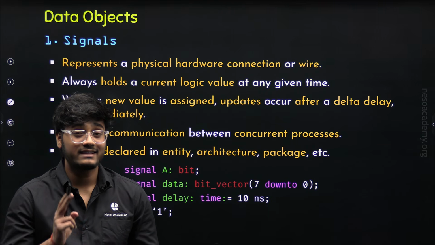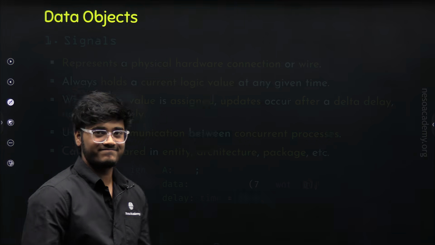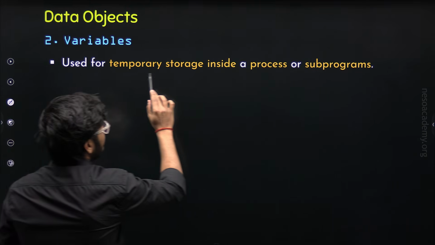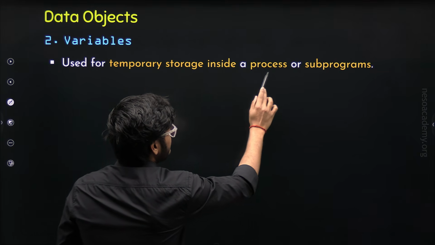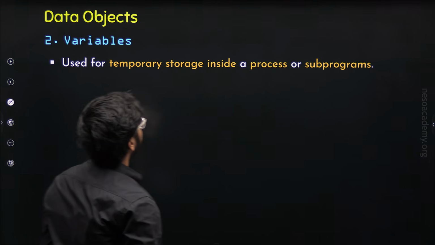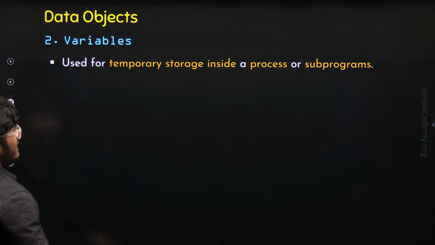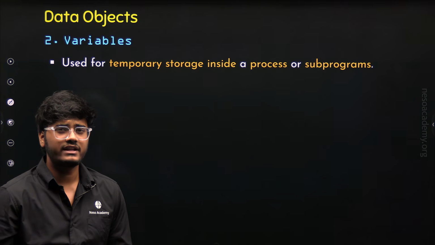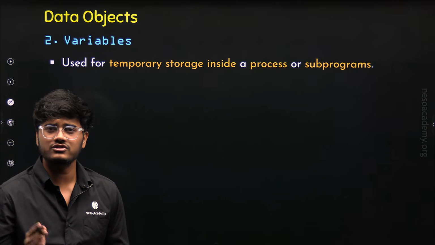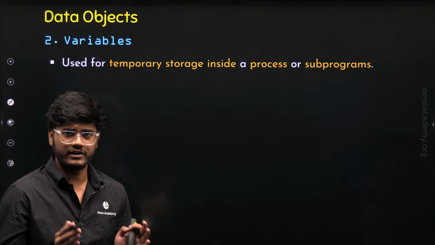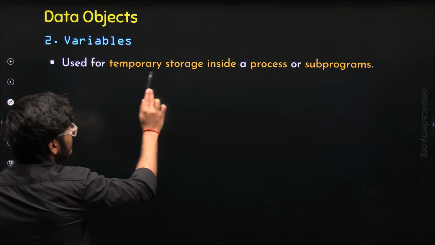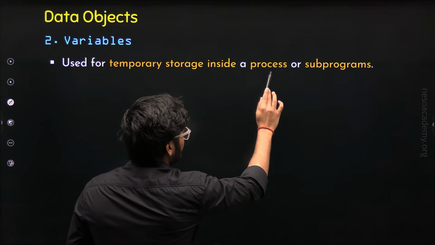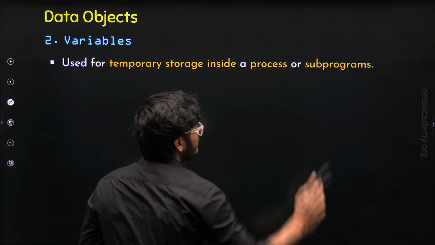Now let's see the second data object, variables. Variables are used for temporary storage inside a process or subprograms. Means variables are like a temporary box which can store a value. Variables do not represent any physical structure like signals. Variables are used for temporary storage, and we can declare variables inside a process or subprograms.